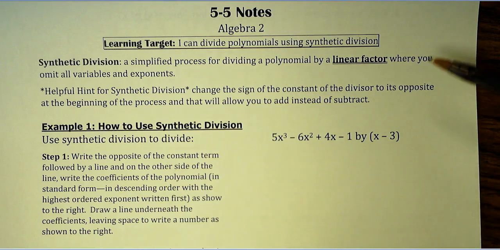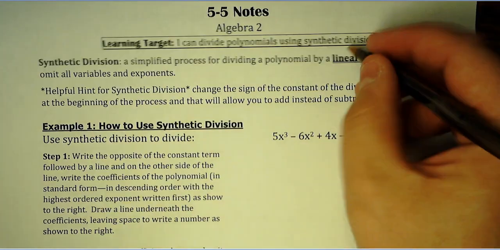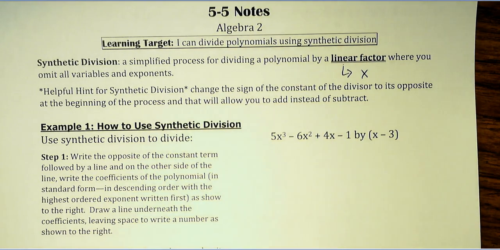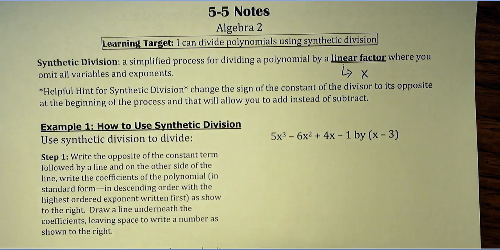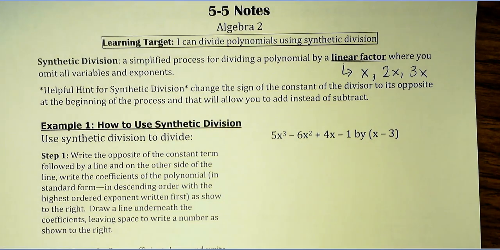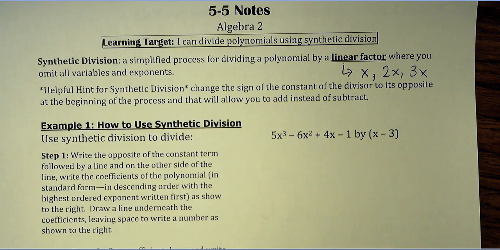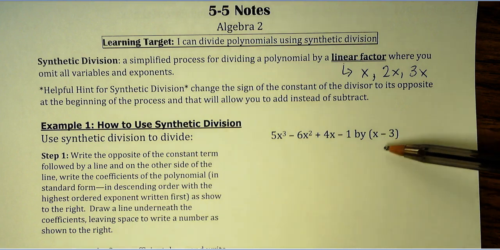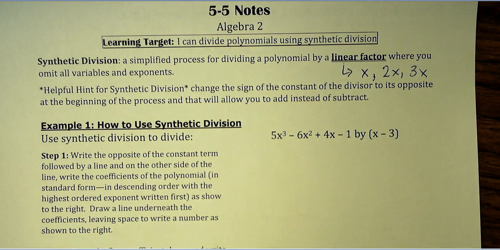Now this is important. This only works for what we call a linear factor, so that means the highest power you can have is just a plain x. You could have a 2x, or you could have a 3x, but if you have an x squared or an x to the third or something like that, this process doesn't work. So it has to be what we call a linear factor. If you look down here for my little example, this is x minus 3, so it's just a plain x.